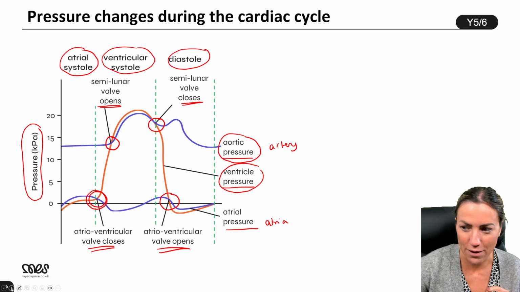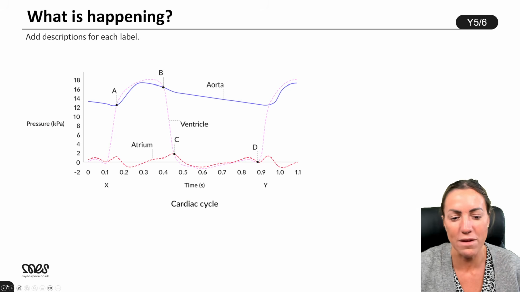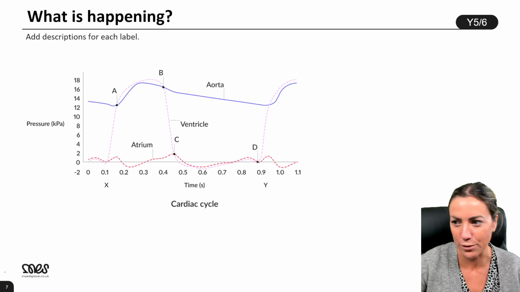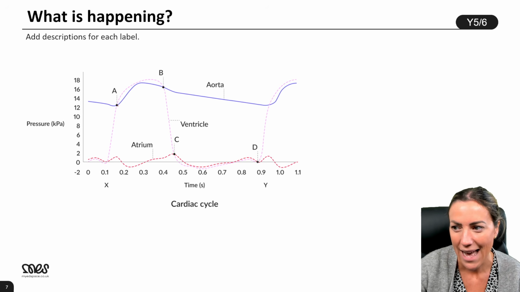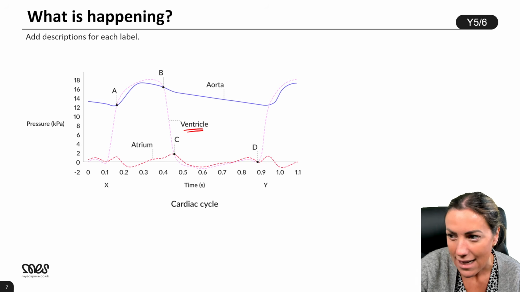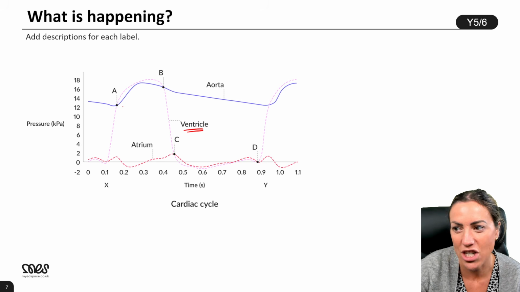Let's see if we can do it ourselves on this graph. We've got to add descriptions for each label. So let's go through them. At A, I can see the pressure in the ventricle has gone above the pressure in the aorta, the artery.